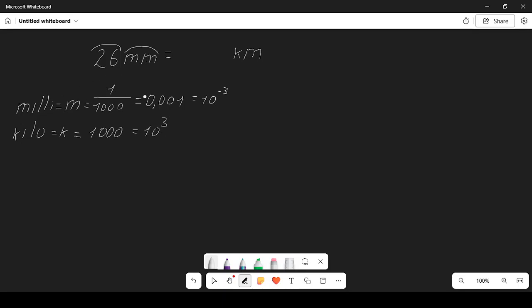Let's look. Milli is 10 to the power of negative 3. Kilo is 10 to the power of 3. So from milli to 0, 3 orders of magnitude. From 0 to kilo, 3 orders of magnitude. So between them, 6 orders of magnitude, 3 and 3. So if we had millimeters and we got kilometers, it's the same as if we multiplied this part by 10 to the power of 6, 6 orders of magnitude.